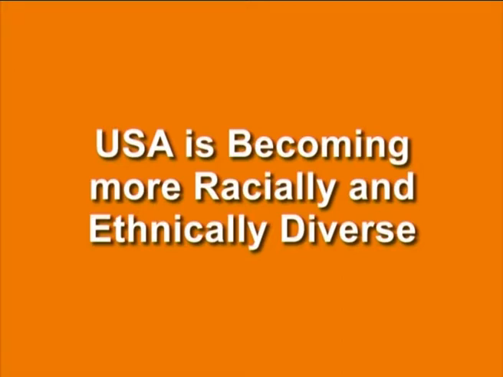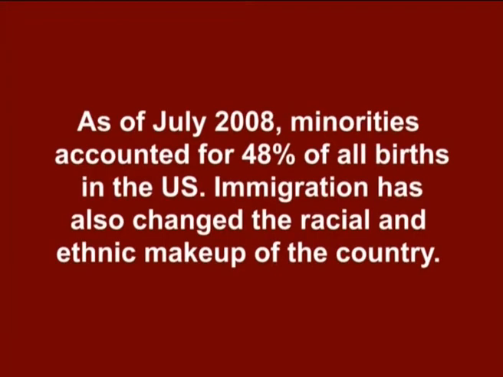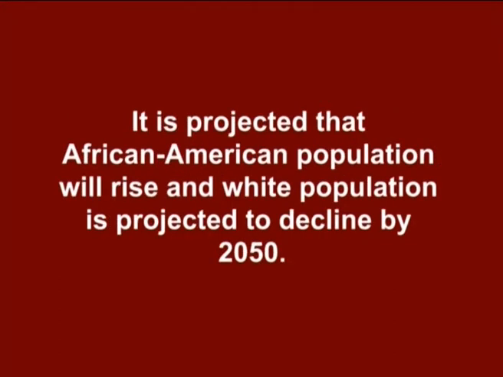The USA is becoming more racially and ethnically diverse. As of July 2008, minorities accounted for 48% of all births in the US. Immigration has also changed the racial and ethnic makeup of the country. It is projected that the African American population will rise and the white population will decline by 2050.